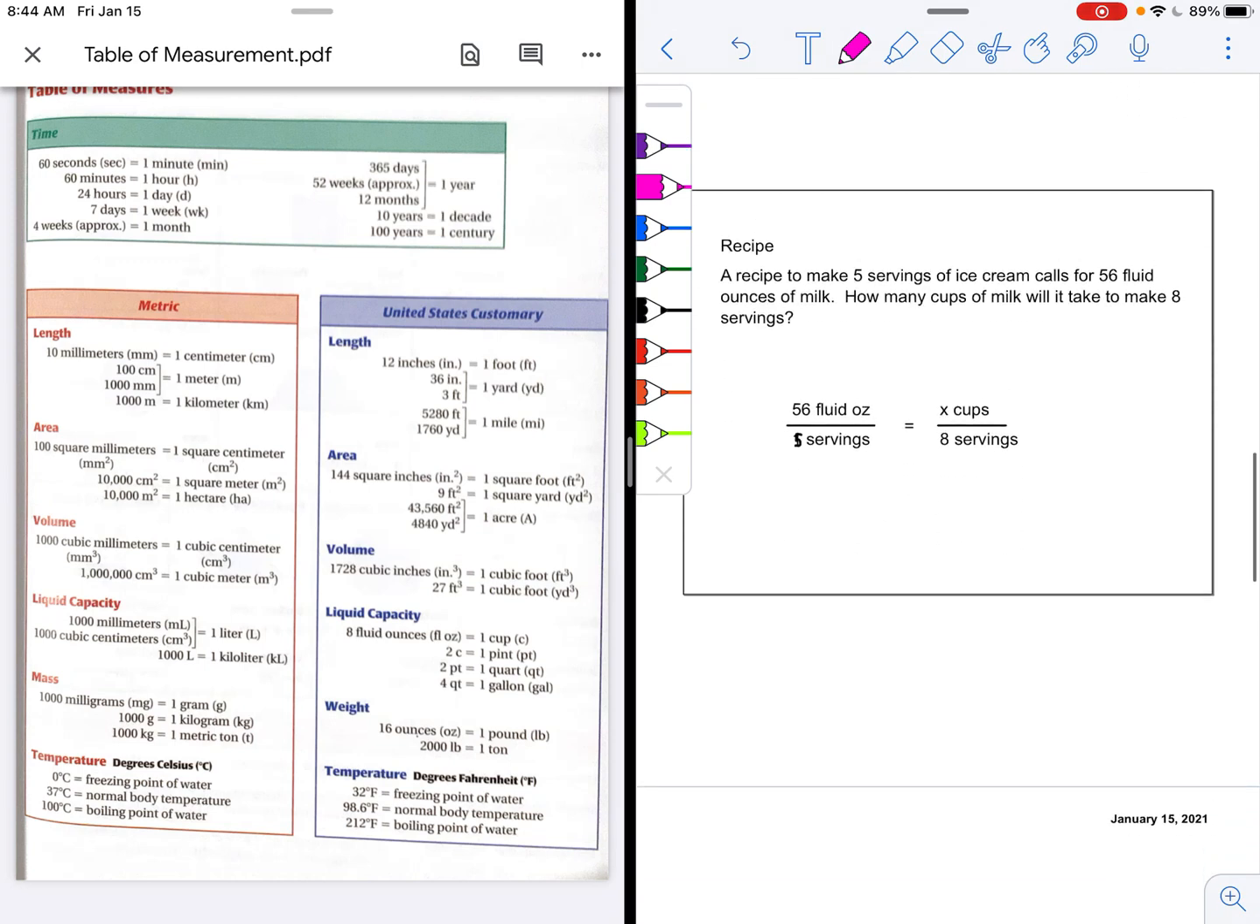Let's look at this next one. It says a recipe to make 5 servings of ice cream calls for 56 fluid ounces of milk. How many cups will that take? So I have to convert.